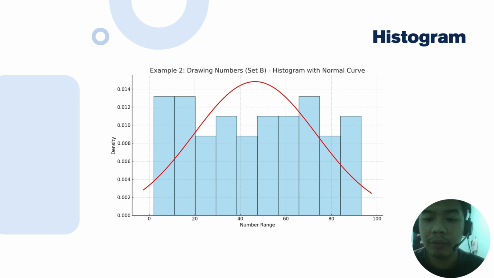The red line represents a theoretical normal distribution curve. Notice how the data, while not perfectly matching the curve, shows a tendency towards the bell-shaped pattern, with more numbers clustered around the center.